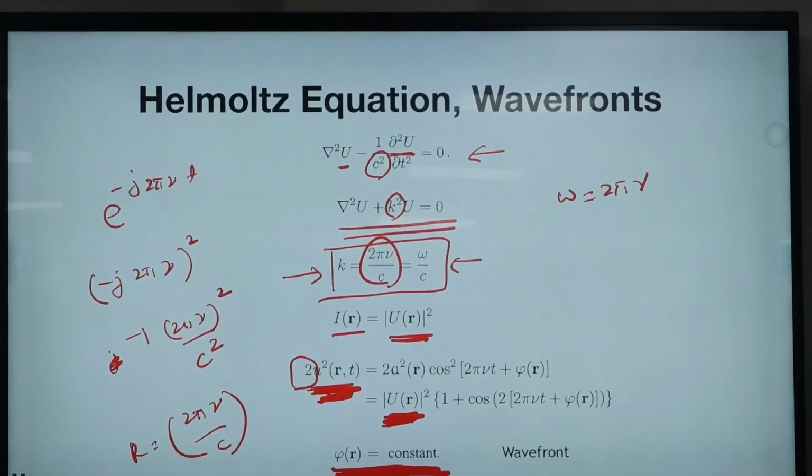This wave has a certain equation. Sorry, can you see there is a red color? It's hard to see. Okay, let me try that again with a different color, which is easier to see.